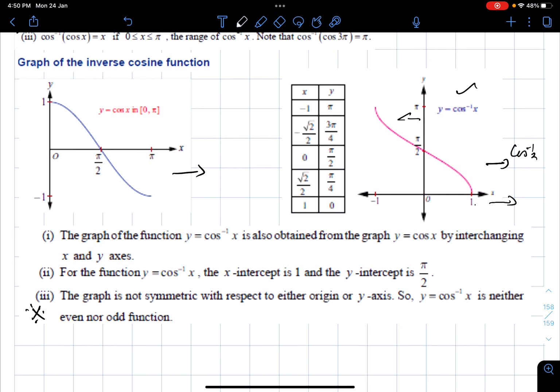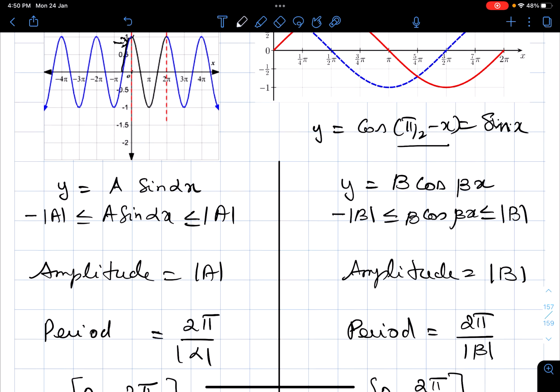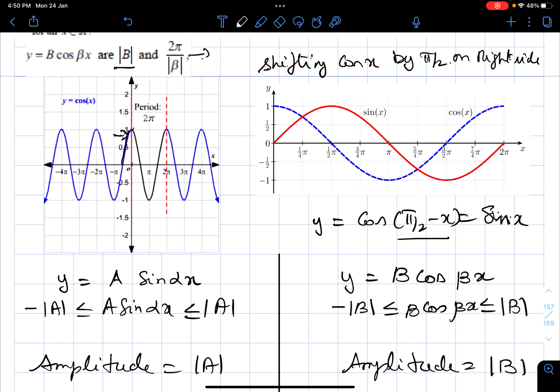Okay. These are the details or the concepts about the cosine and its inverse function. From the next class onwards, we will go into the examples and the problems. Okay. Thank you.